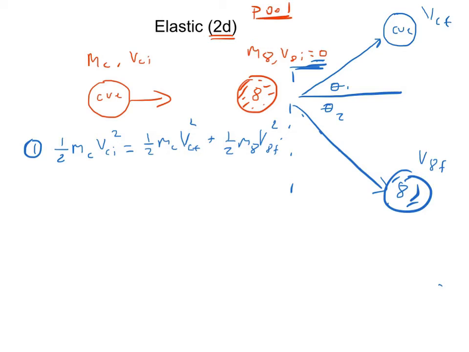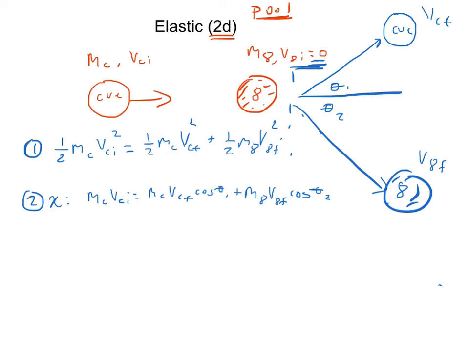The other set of equations is that momentum is conserved. And remember, momentum is a vector. So if we think about it in the x direction, my initial amount of momentum is just mc vci. And that's going to equal mc, the final velocity of the cue ball, cosine theta 1, plus mass of the 8-ball times the velocity of the 8-ball final, cos of theta 2.